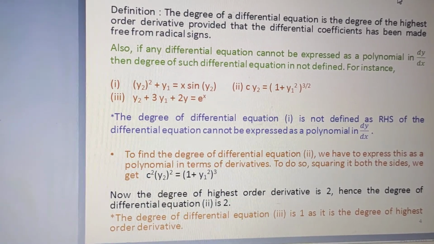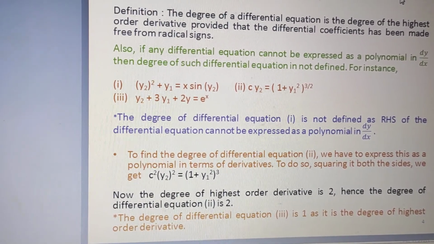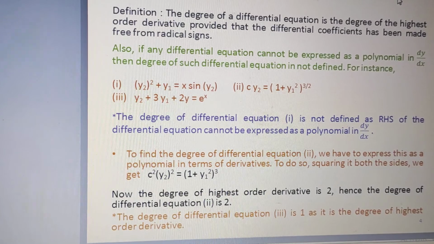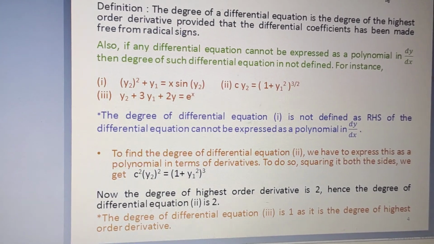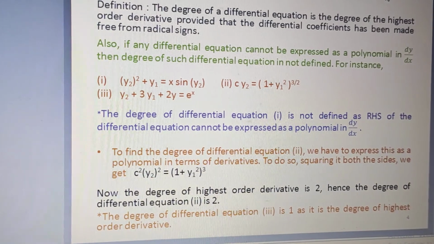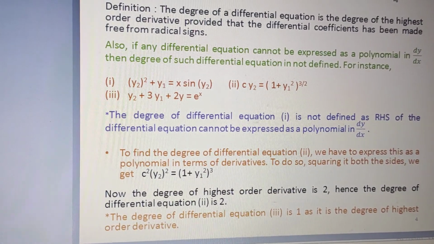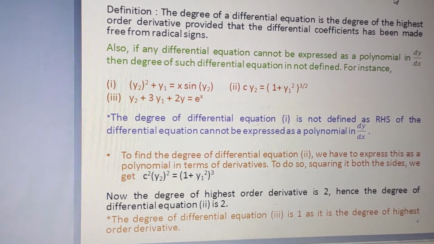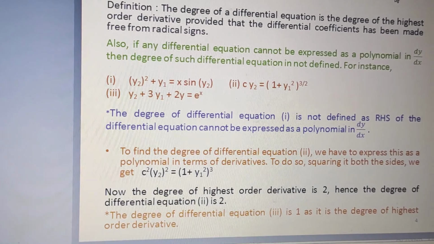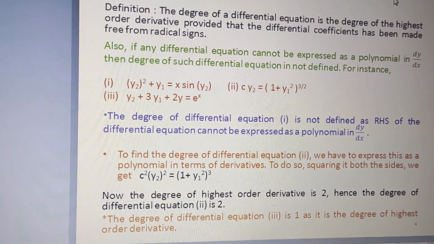In the third example, y2 plus 3y1 plus 2y is equal to e power x. Here, the highest order derivative is y2, of order 2, and the degree is 1, y2 power 1. So we can determine the degree of all three differential equations.